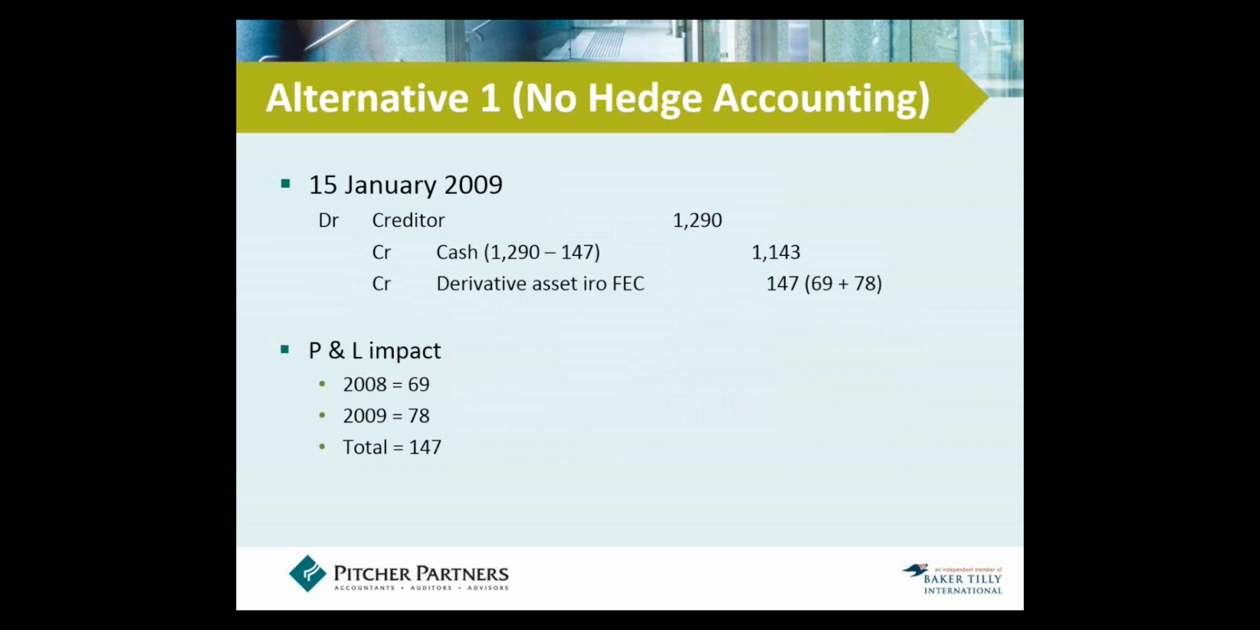Now, quite often clients tell us, I don't want my inventory at 1290. I've entered into a foreign exchange contract to fix what I'm going to pay for the inventory. I wanted to fix that I'm only going to pay the 1143, the rate in the foreign exchange contract. And the client achieved that. The cash outflow was only 1143. However, the accounting standards, if you don't apply for hedge accounting, would still force you to account for the inventory at the spot rate and therefore the 1290.